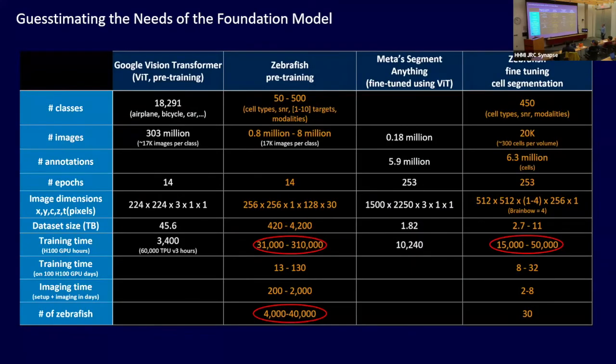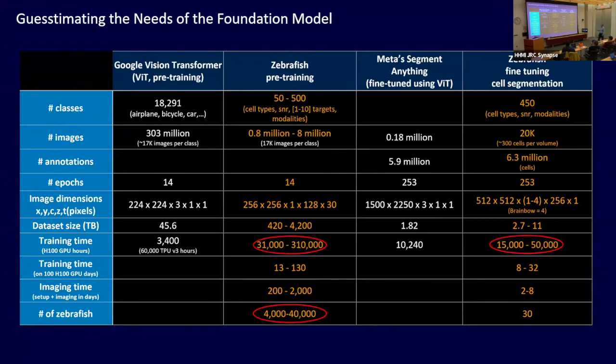So if we want to do pre-training for the model that we're talking about for zebrafish, and we say that we're looking for either 50 to 500 different types of classes, which could either be cell types or organelles in the cells or other things, then you're talking about anywhere from 0.8 to 8 million images. These images are actually movies, okay? So that many movies. The data set size is anywhere from 0.4 petabytes to 4 petabytes. That doesn't bother us at all. We do need to create a high throughput microscope to do that, but that's the easy part for us to generate that data on that scale.